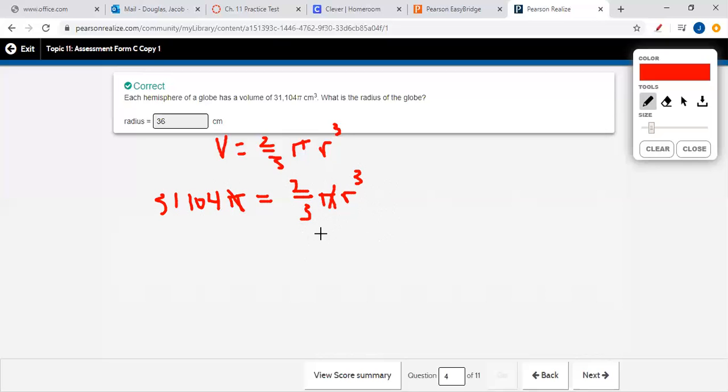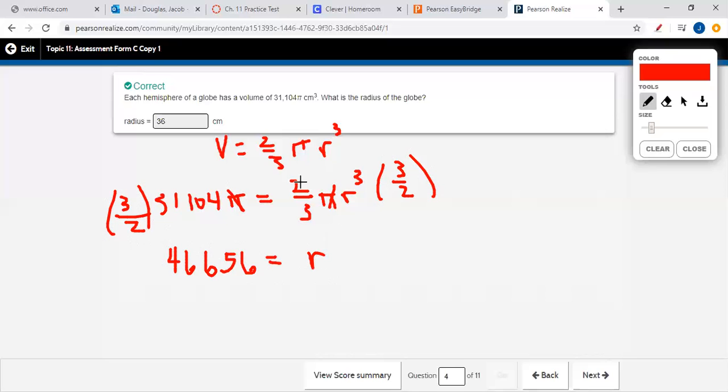And then remember, if I want to get rid of 2/3, I need to multiply by the reciprocal on each side. So I multiply both sides by 3/2. All right, so let me plug that in and see what we get. 31,104 times 3/2 is going to be 46,656, and all of that equals the radius cubed, because this is gone, that's gone, and now that's gone.